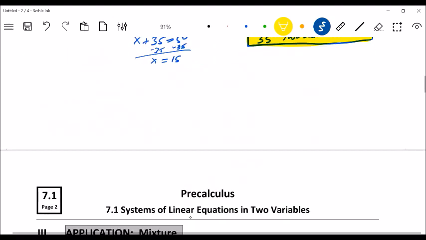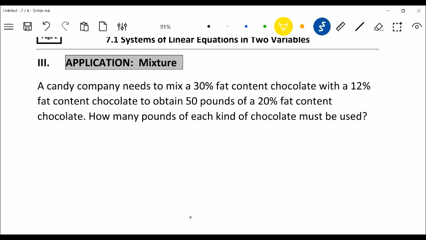Start with a mixture application. A candy company is going to mix 30% fat content chocolate with 12% fat content chocolate to obtain 50 pounds of a 20% mixture.